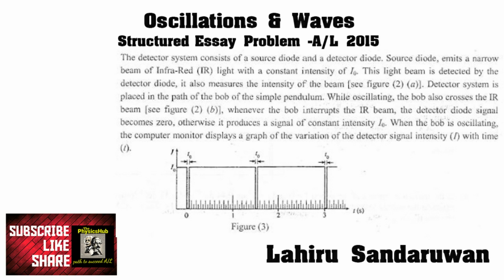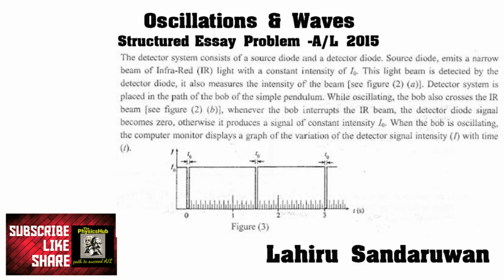The source diode emits a narrow beam of infrared light with constant intensity I0. The light beam is detected by the detector diode, which also measures the intensity of the beam. The detector system is placed in the path of the bob of the simple pendulum. While oscillating, the bob crosses the IR beam. Whenever the bob interrupts the IR beam, the detector diode signal becomes zero, otherwise it produces a signal of constant intensity I0.